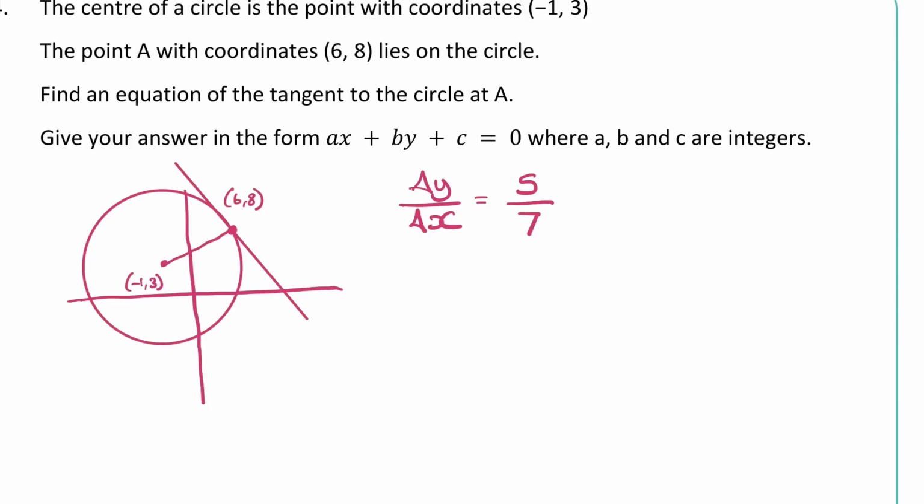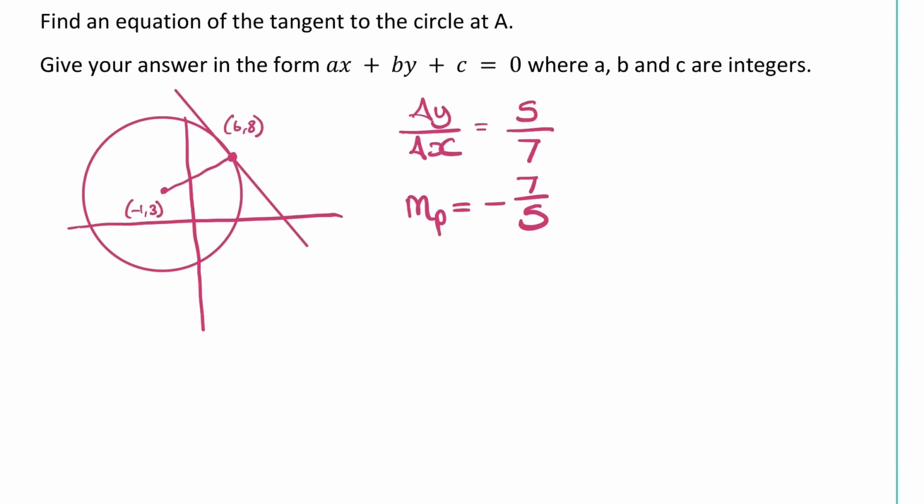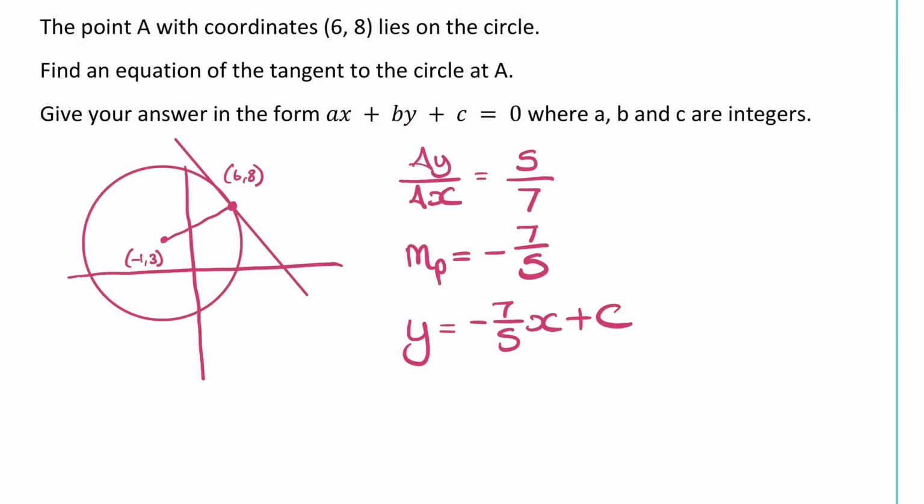Now the tangent, we want the perpendicular gradient. So for the perpendicular gradient, we do the negative reciprocal. So flipping it over and changing the sign, we get -7 over 5. And we can straight away put that into our equation of a line. So y is equal to -7 over 5x plus c. Worst case scenario, we've pretty much got the majority of the equation there. We just need to know that value of c.